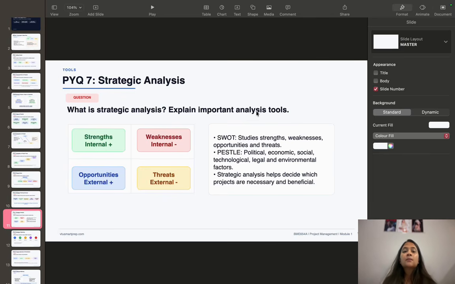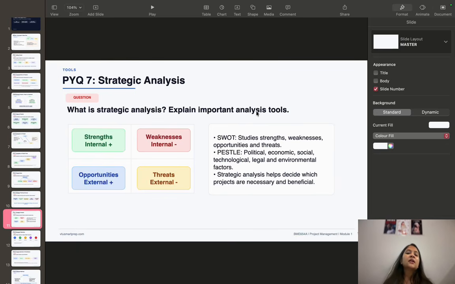Another tool is PESTLE analysis. Which means P stands for political, E for economic, S for social, T for technological, L for legal, and E for environmental factors. So each keyword you can explain in detail for the answer. I repeat, P is for political, E is for economic, S is for social, T is for technological, L is for legal, and E is for environmental factors.